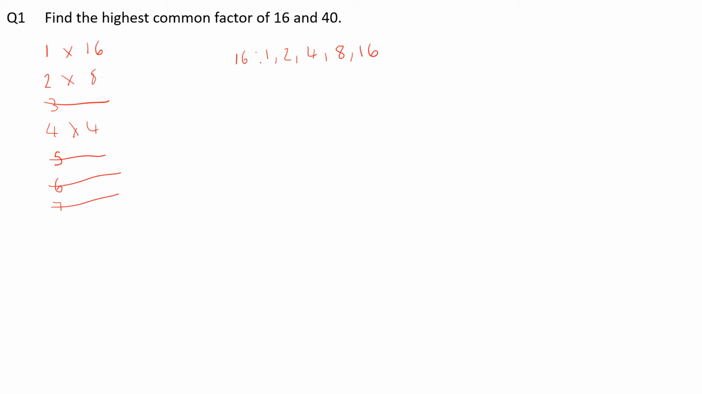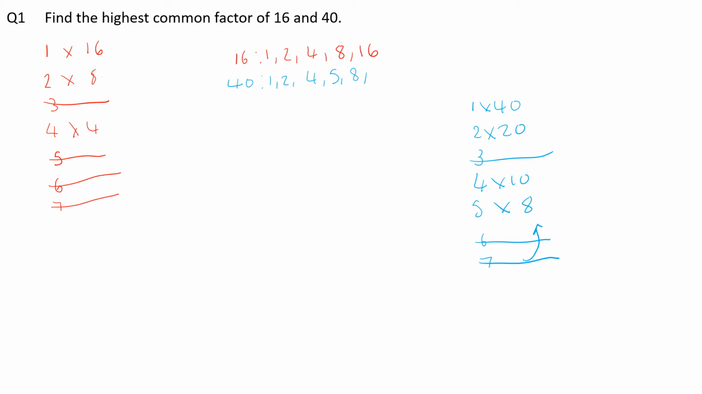And now let's do 40. So 40, we can do 1 times 40. We can do 2 times 20. Can't times anything by 3. We can do 4 times 10. We can do 5 times 8. Can't do anything by 6. Can't do anything by 7, and that brings us back. So our factors of 40 are 1, 2, 4, 5, 8, 10, 20, and 40.